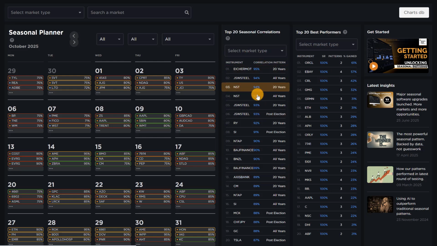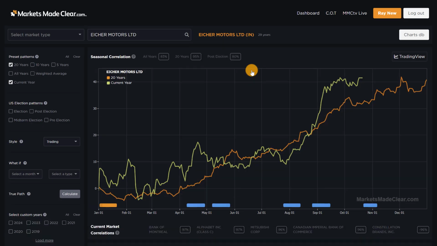And you can see this list has a huge variety of different markets, but also very, very strongly correlated with their seasonal patterns. We have 95% at the top, going down to Tesla at 84% at the bottom. So all very, very strongly correlated. If we look at the one at the top, it obviously has markets across the full spectrum. In this case, it's an Indian stock, and you can see the correlation that we've had throughout the year.